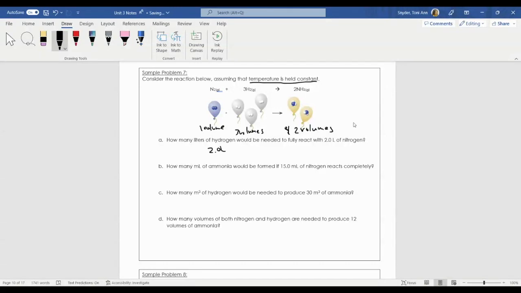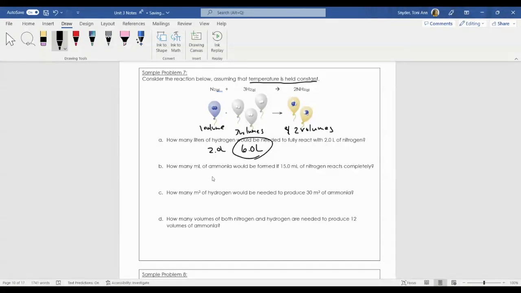So if I react 2 liters of nitrogen, how many liters of hydrogen would react with that? Looks like 3 times because of the balanced chemical equation. So my answer is 6 liters. You don't have to do any complex or sophisticated math to figure this out. It's just a ratio using that balanced chemical equation.